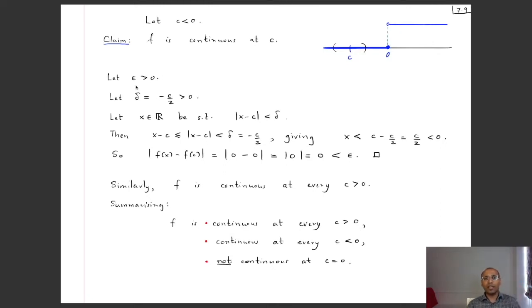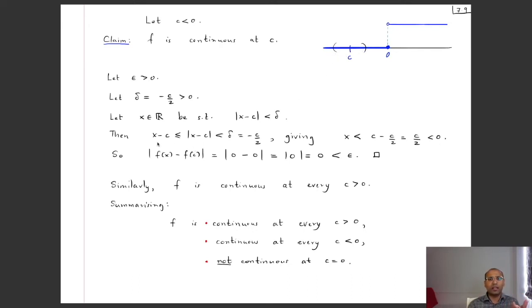Suppose you give me an epsilon positive. I'm going to produce a delta. I take delta equal to minus c by 2. Since c was negative, this minus c is going to be a positive number, and half of that is also a positive number. So this delta is a legitimate positive number. You give me an epsilon, I say, take this delta. Then whenever my x is in R and it satisfies that its distance to c is less than this delta, privately I know that since this delta was minus c by 2, when my x is within a distance of minus c by 2, I'm confined over here.